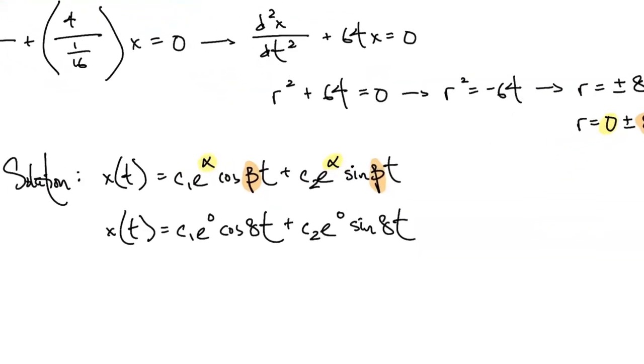And so this is where, why aren't there e's in the answer? Because both of those e to the 0s, they go to 1. And so that's why we suddenly get a solution that does not have the e's in it.